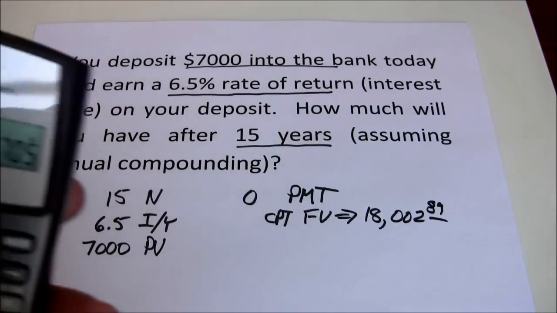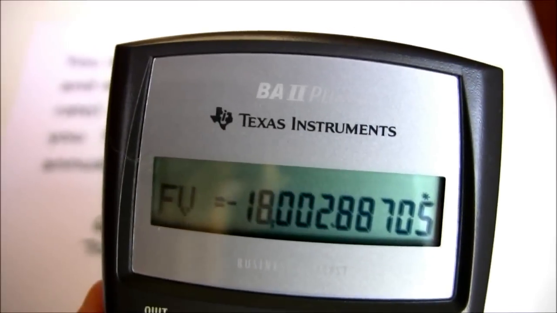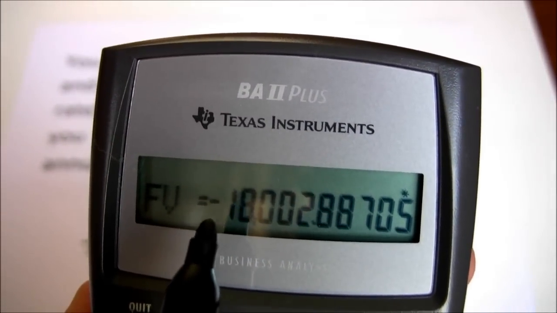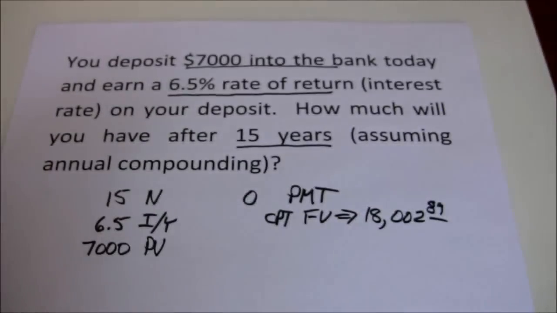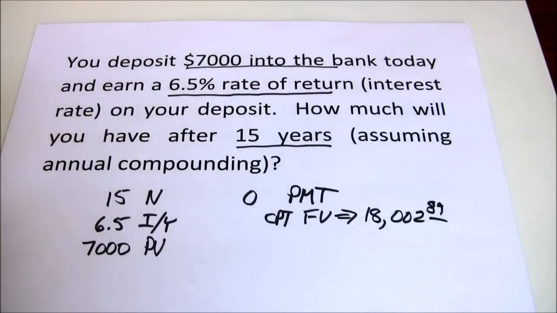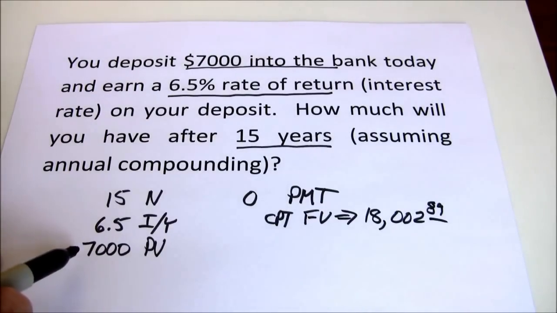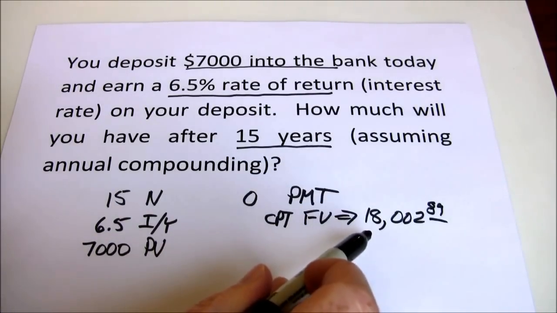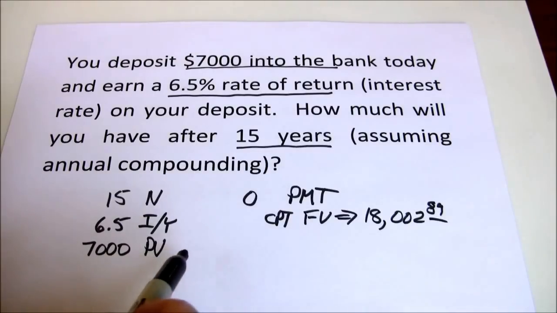$18,002.89. Now one thing to notice, if you look closely, you'll see your answer actually comes out as a negative value. You have a negative sign there in front of the 18. What that is doing is the calculator is trying to balance things out. You originally said you received 7,000. You made it positive. That was a cash inflow. So we're actually looking at this from the perspective of the bank. The bank got your 7,000. It had to give you back 18,000. So the bank received 7,000.